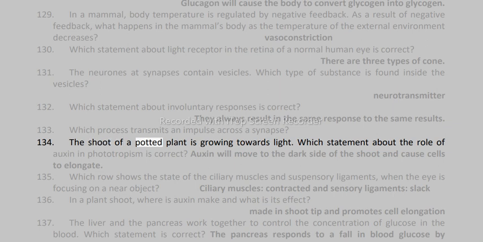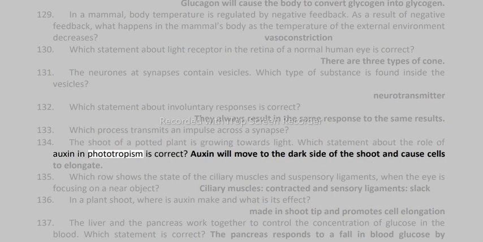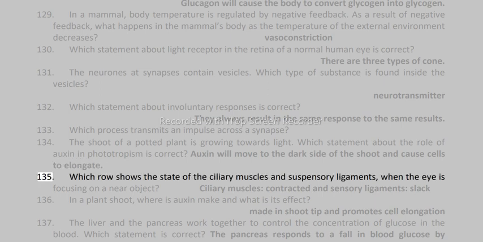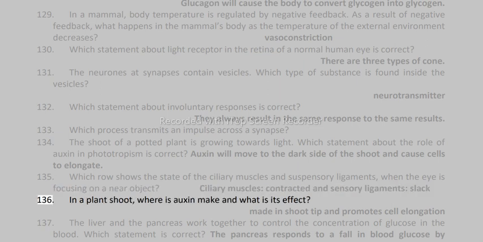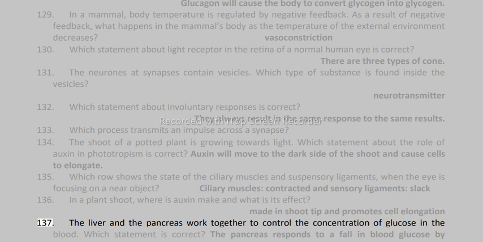134. The shoot of a potted plant is growing towards light. Which statement about the role of auxin in phototropism is correct? Auxin will move to the dark side of the shoot and cause cells to elongate. 135. Which row shows the state of the ciliary muscles and suspensory ligaments when the eye is focusing on a near object? Ciliary muscles, contracted, and suspensory ligaments, slack. 136. In a plant shoot, where is auxin made and what is its effect? Made in the shoot tip and promotes cell elongation.